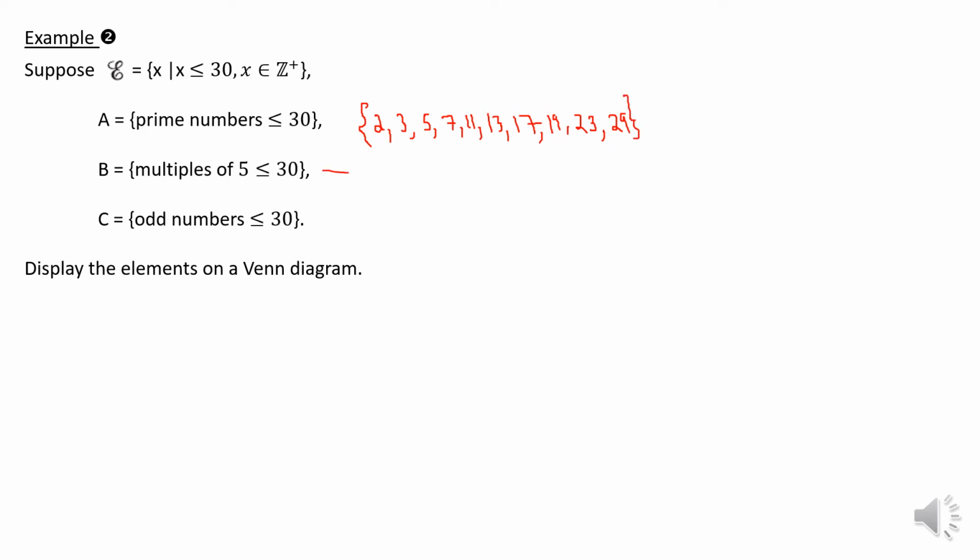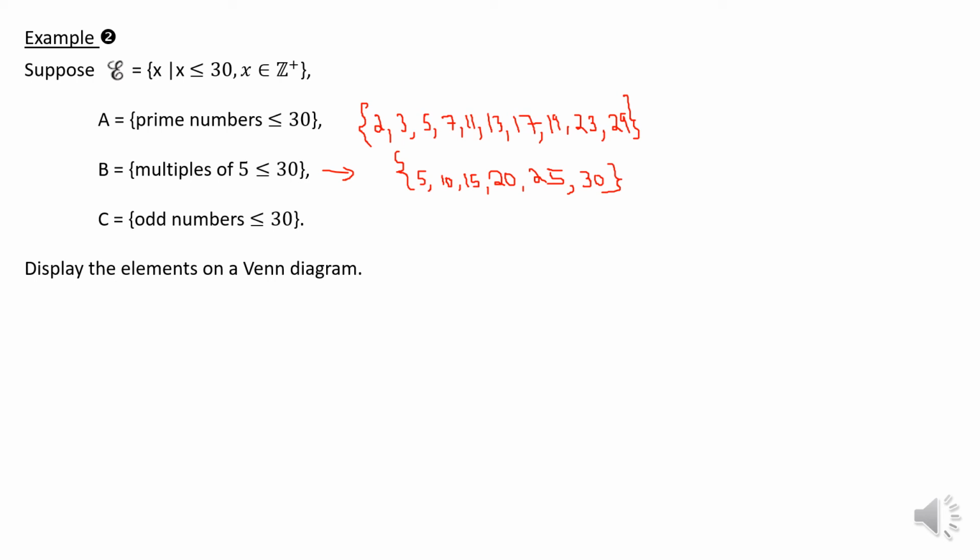And when we look at the multiples that are less than 30 or equal to 30, we expect something like 5, 10, 15, 20, 25, as well as 30. So in this particular set B, these are the listed elements.